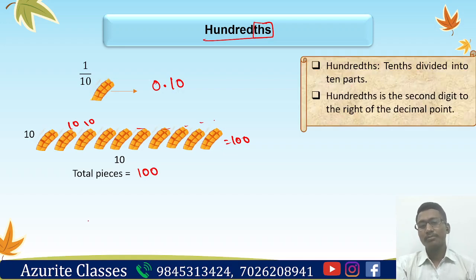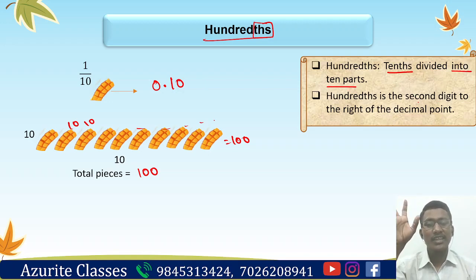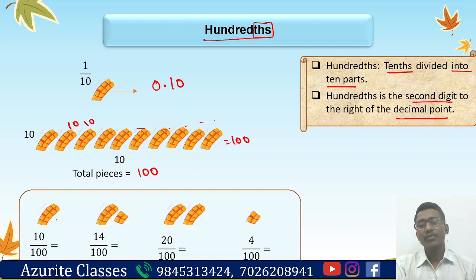Okay. So here hundreds means each tenth is divided into how many pieces? Again 10 parts, meaning total 100 parts. Tenths, hundreds is the second digit to the right of the decimal point. Okay, fine. So here all the 10 pieces are given in 100 pieces, so it will be 0.10. So 100 pieces means that is the second digit. So this is tenths, this is hundredths, right? The second digit is the hundredths.